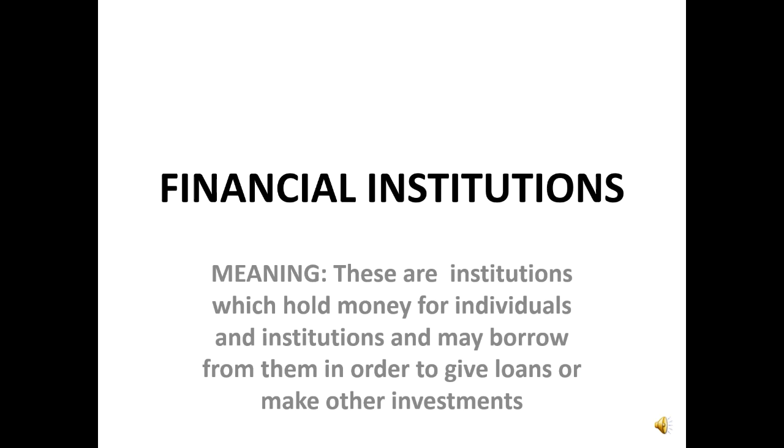Now, what are financial institutions? Financial institutions are institutions which hold money for individuals and institutions and may borrow from them in order to give loans or make other investments. It means some financial institutions get money from individuals and from institutions, and they give loans. And others borrow money from the public in order to give loans and to make other forms of investments.